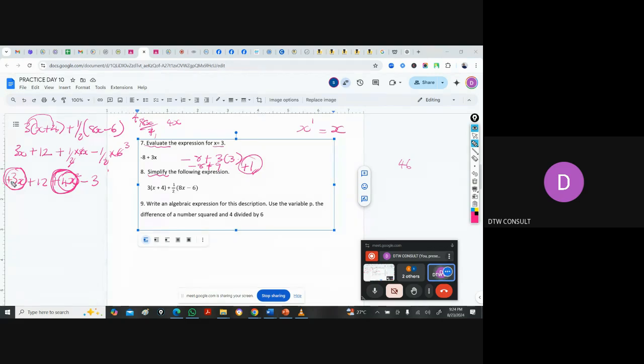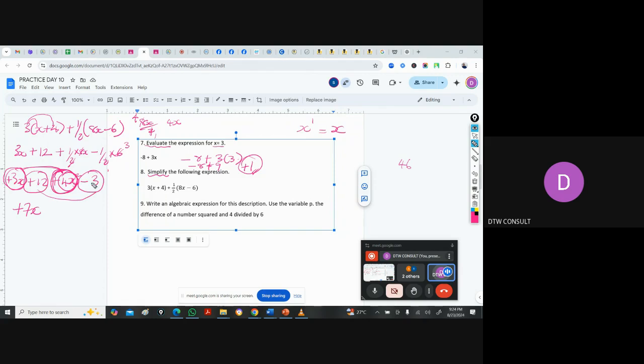So this is a positive 3x. This is a positive 4x. So we can combine these two to become 1 because they are like terms. So positive 3x plus positive 4x will give us what? A positive 7x. All right? Now, also, we can combine this positive 12 and this negative 3 because they are numbers. They are like terms. So we combine these two, all right?